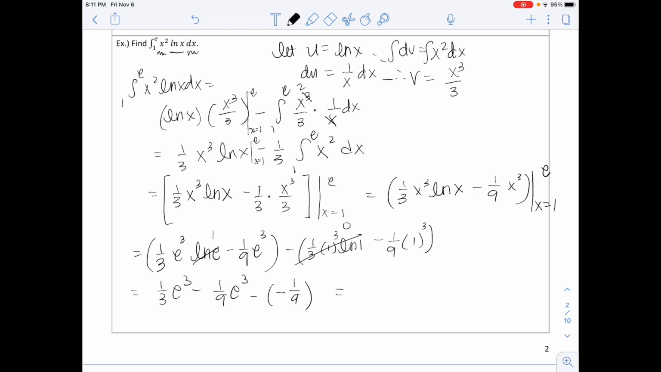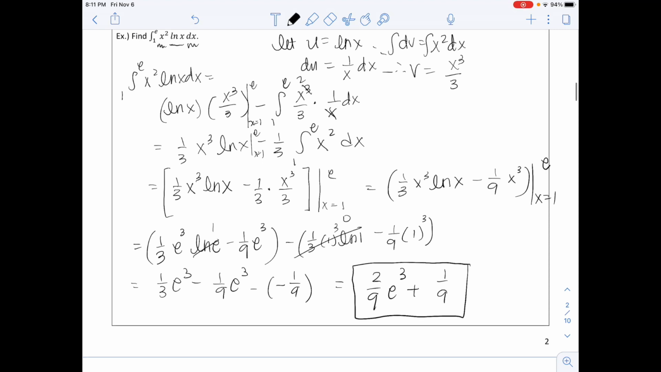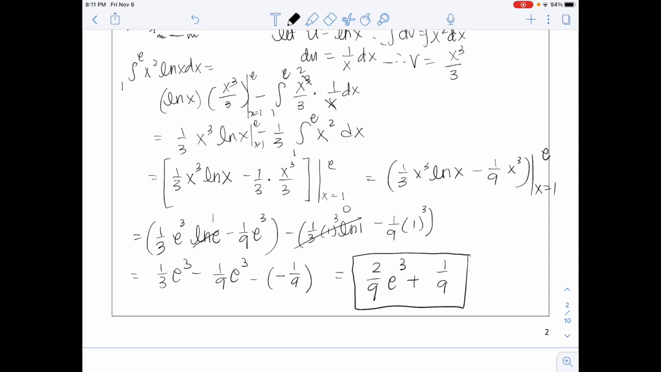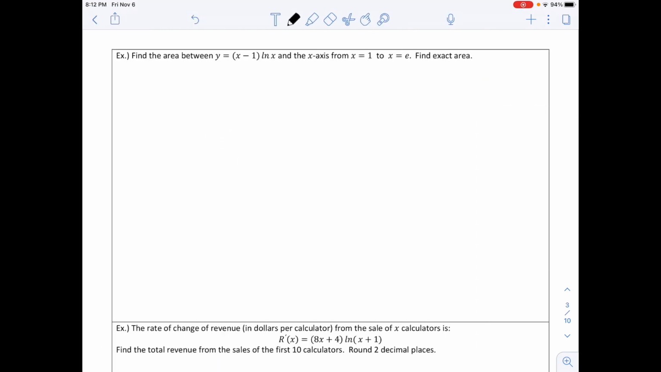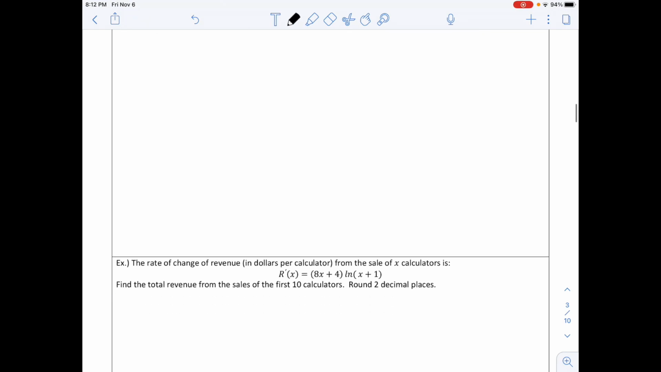From here, this is going to simplify, and getting a common denominator here, you're going to have 3/9 e to the third minus 1/9 e to the third, or 2/9 e to the third plus 1/9. I'm going to go ahead and box this. You can also factor out a 1/9 if you would like and arrive at an equivalent answer. And also note that this is just a numerical expression here. You can plug this in on your calculator and actually get a decimal approximation and round it. The example that we have on the next page, we are going to go ahead and circle, and we will work on that one together in class.